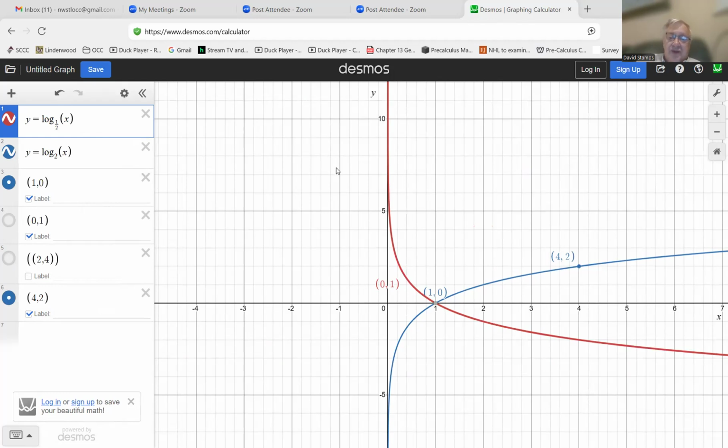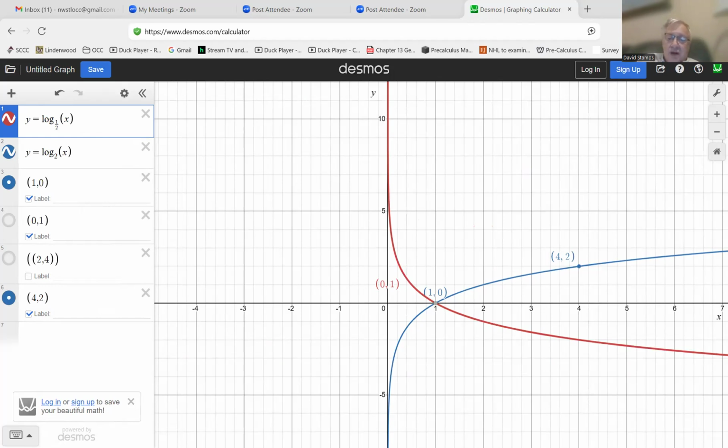If the base is less than 1, the logarithm decreases like this. So would the exponential function. So that's one way of making sure you're on track. Base is bigger than 1: both graphs, logarithm and exponential, go upward from left to right. If the base is less than 1, both graphs go downward from left to right.